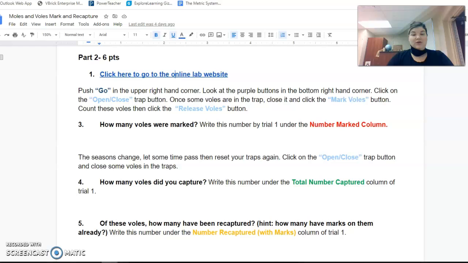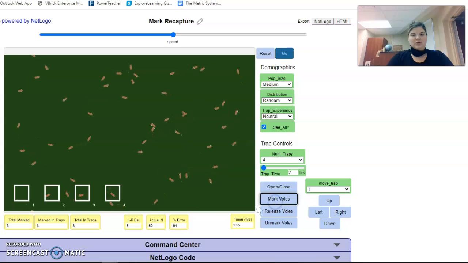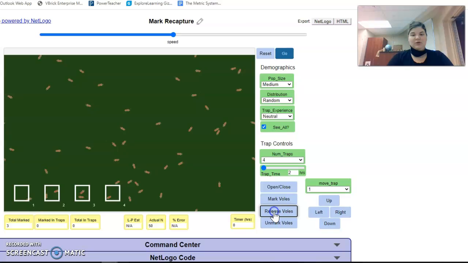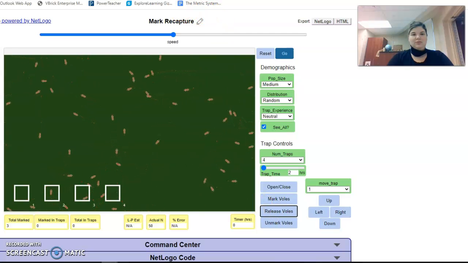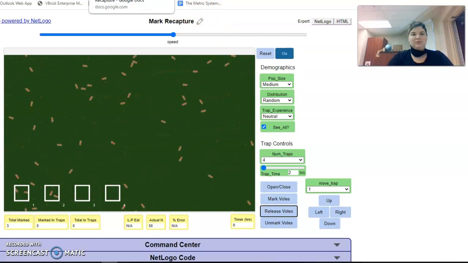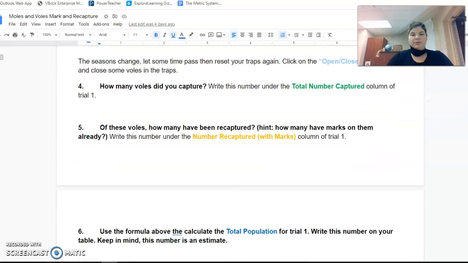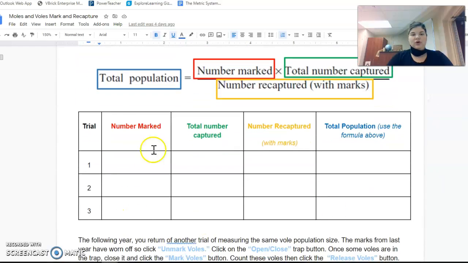And then you are going to mark the voles. Alright, once those voles are marked, we can go ahead and release the voles. How many voles were marked? Write the number by trial 1 in the number marked column. So trial 1, number marked, I had 3 voles that I marked.